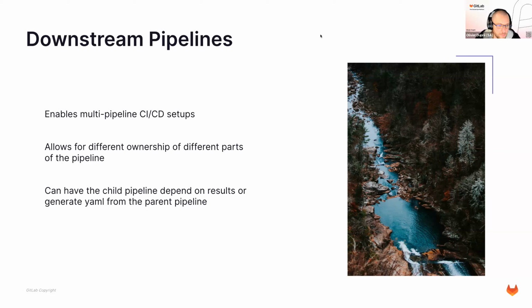All right. And what I said also is that the result of the child pipeline may or may not, depending on what kind of downstream pipeline I'm using and how I set it up, block the main pipeline. And so my main pipeline may wait for the child pipeline to finish, or may just finish and leave the downstream pipeline running forever.